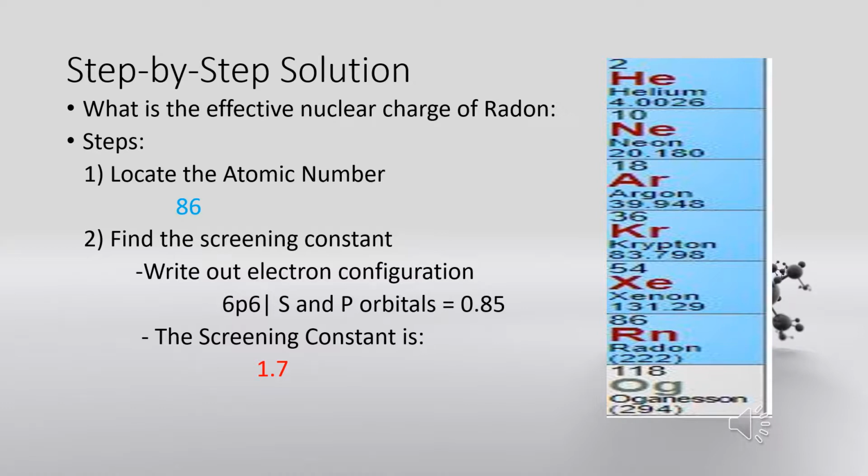Step 2 is to find the screening constant. That could be a little confusing, but to find it we must first write out the electron configuration. The electron configuration of radon ends in 6s2 6p6, and s and p orbitals share the same value of 0.85. Since we have two of the sixes, that must mean we have two 6p orbitals. So all we have to do is add the 0.85 together, and that gives you 1.7 as the screening constant.